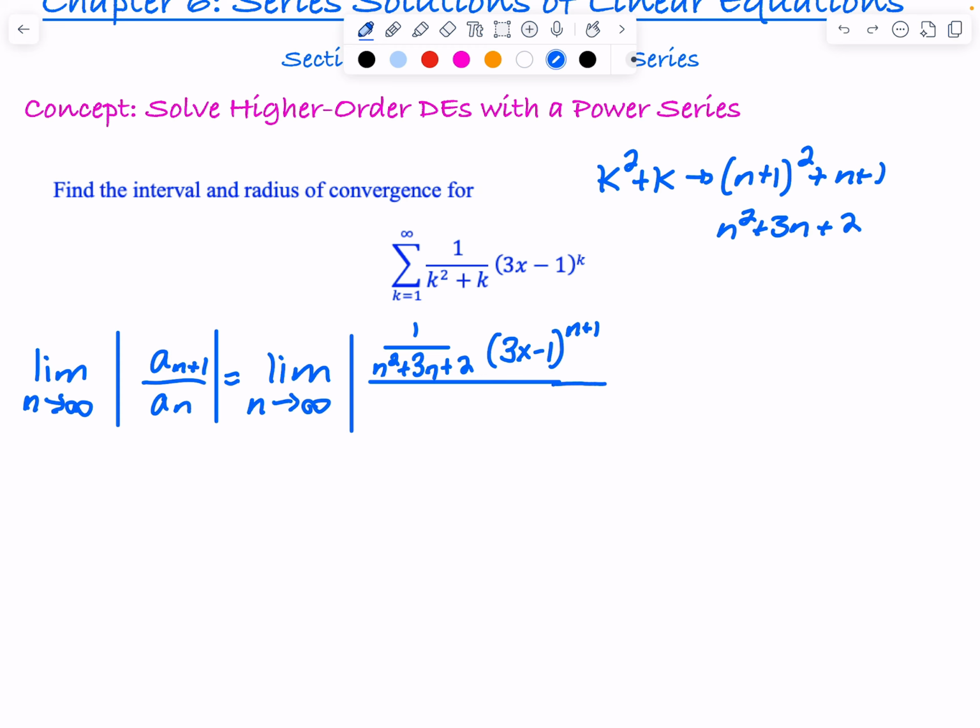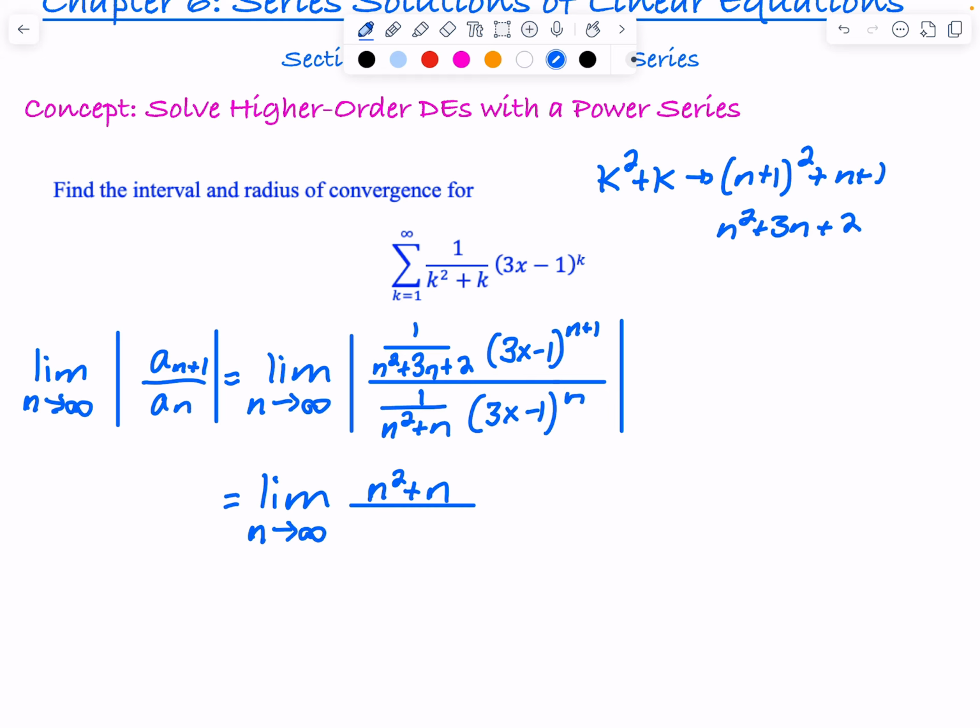Then we are going to do the bottom, which is going to be 1 over n squared plus n, over 3x minus 1 to the nth power. What that becomes, we can see that the 3x minus 1 to the nth will cancel, and I'll only have one of them. And then our 1 over divided by 1 over is just going to flip. So I'm going to get the limit as n goes to infinity of n squared plus n over n squared plus 3n plus 2. And then we're just going to have the absolute value of 3x minus 1.